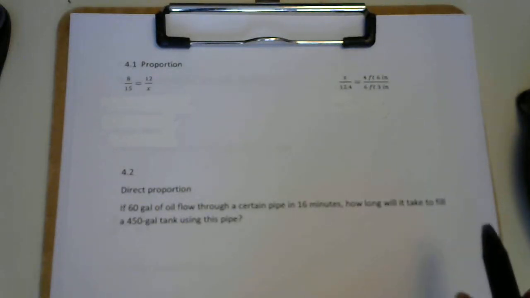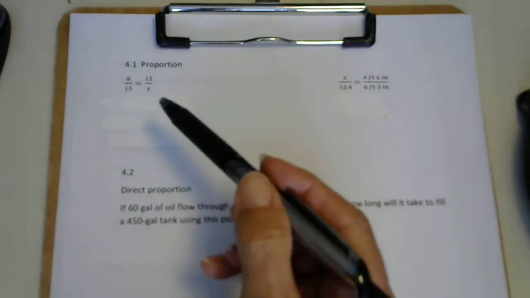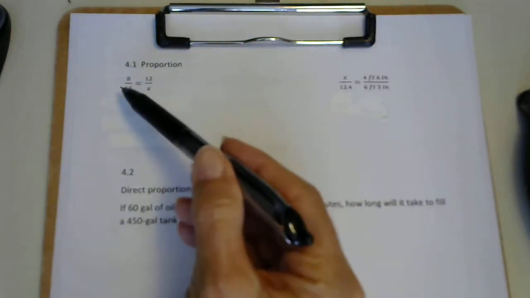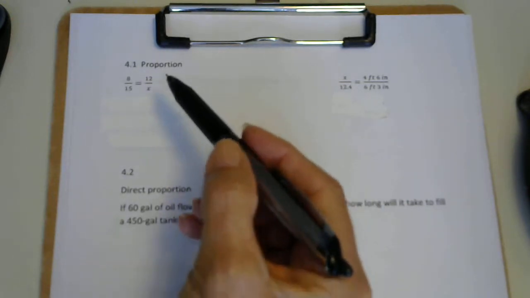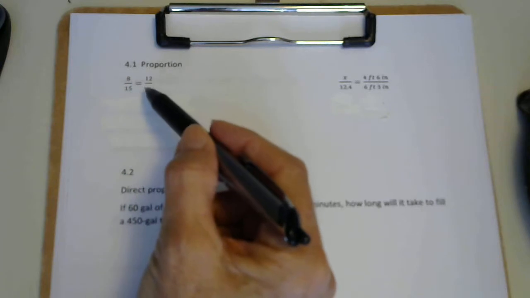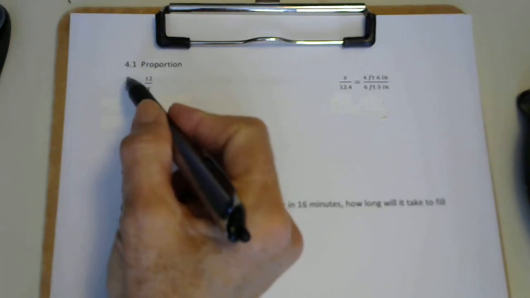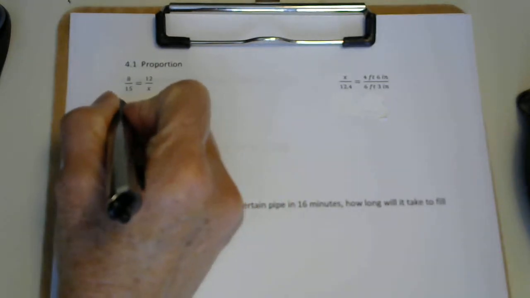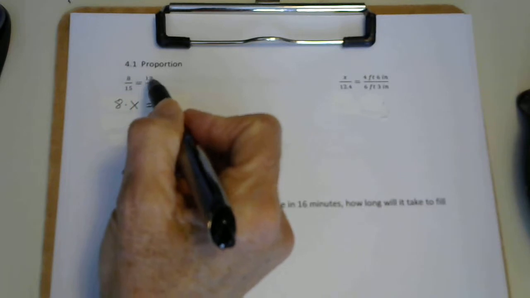Okay, so in section 4.1, we're going to talk about solving a proportion. A proportion is just two equal ratios, and the easiest way to solve this is to multiply and set the two cross products equal. So I would multiply 8 times x and set that equal to the product of 15 times 12.